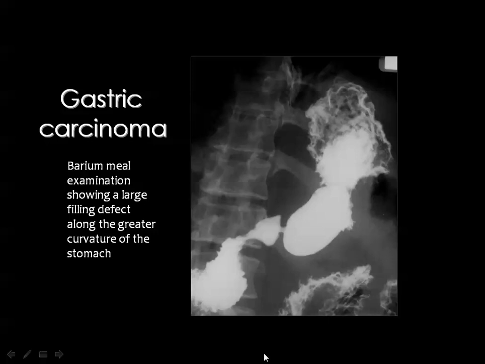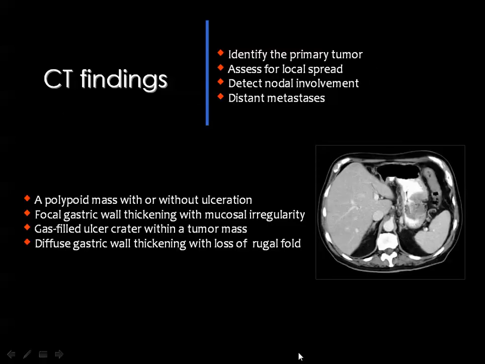And this is also an example of a large gastric carcinoma infiltrating the greater curvature of the stomach with irregularity of the tumor edge. And CT is one of the helpful diagnostic modalities for evaluation of patients having gastric cancer. It can identify the primary tumor, it can assess the extent of the tumor outside the stomach and the invasion of the adjacent organs. It can also assess the metastatic lymph nodes and can see distant metastasis in the body.